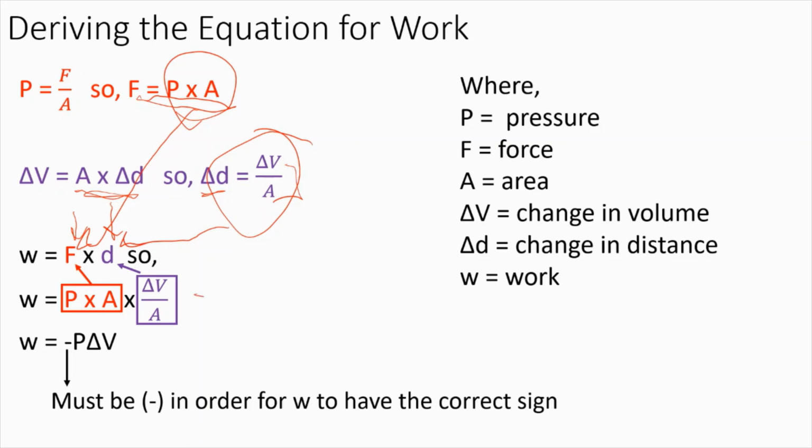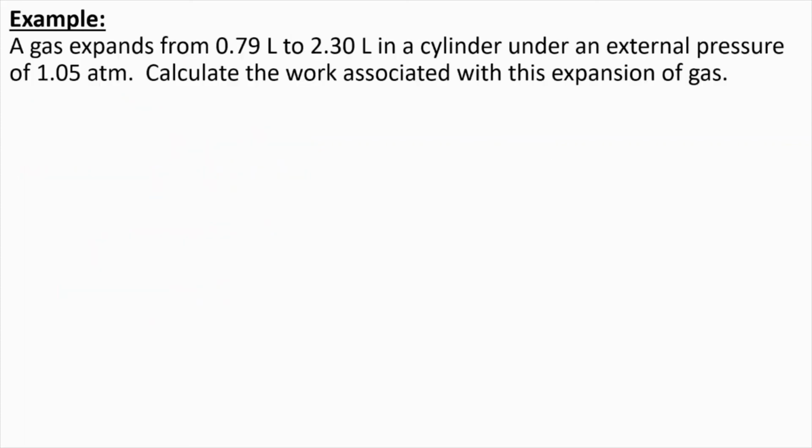So here we're just substituting in. If area is on the top and the bottom, it cancels, leaving me with pressure times change in volume. So work is pressure times change in volume. Now, we're going to put a negative in front in order to give work the correct sign. So it'll be a negative P times delta V.